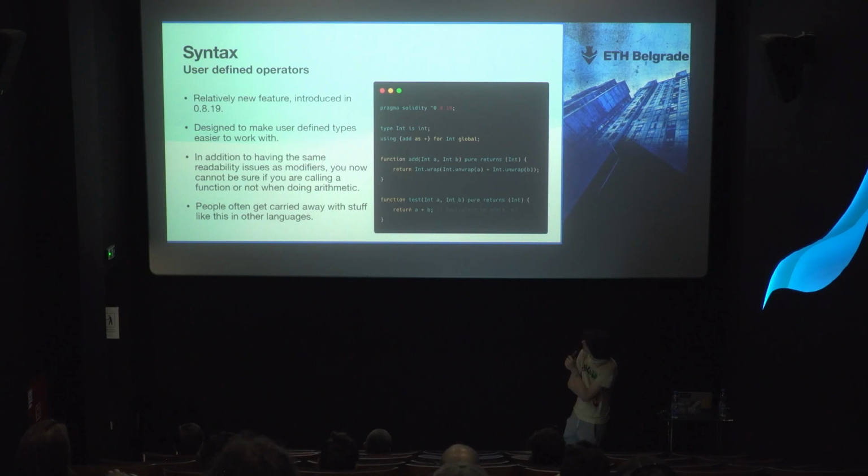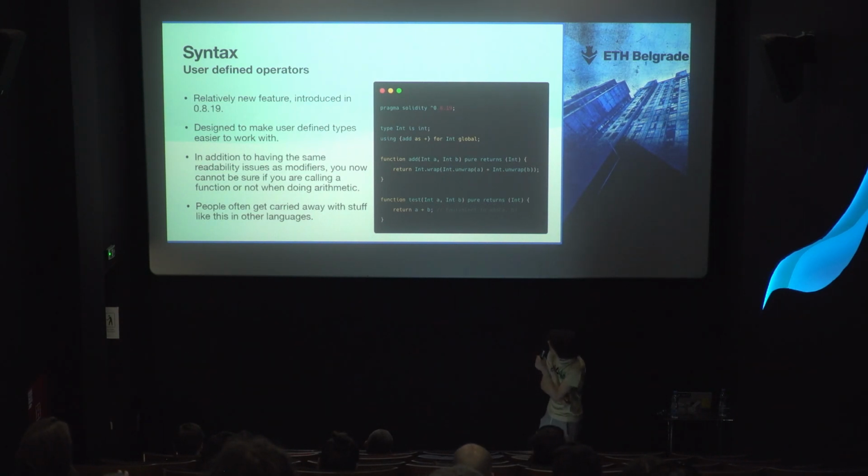So user-defined operators are a relatively new feature. They were introduced in 0.8.19. And they're designed to make user-defined types easier to work with. So in addition to having the same problems as modifiers, you also have the problem of not knowing at a glance if you are executing a function.